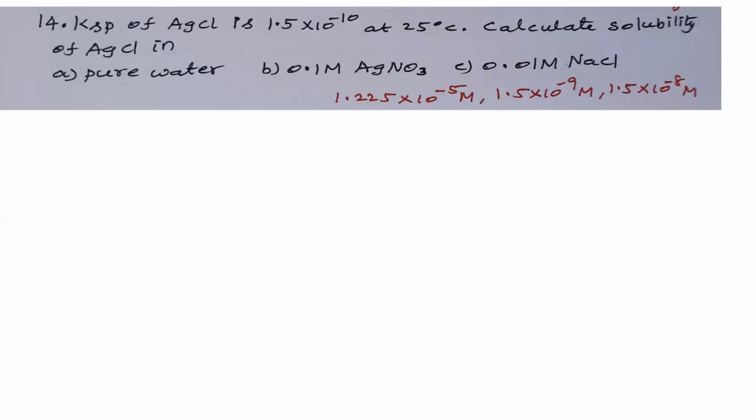Let us continue ionic equilibrium. In the ionic equilibrium, let us take this sum. Here, Ksp of AgCl is given. Calculate the solubility of AgCl in 0.01 molar sodium chloride. That we have to find.